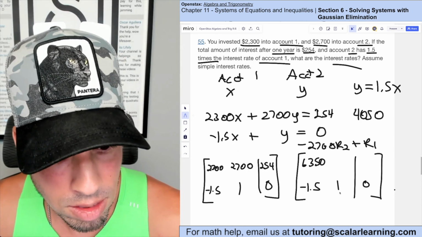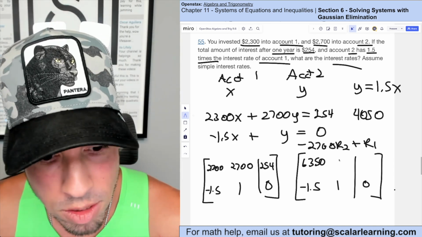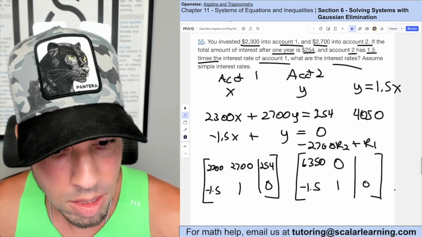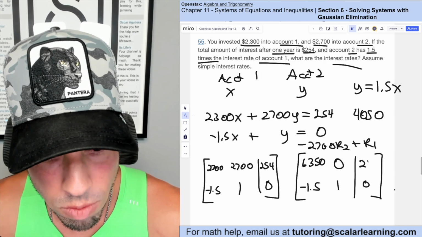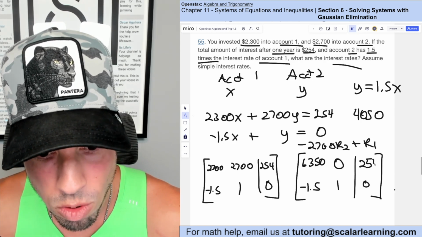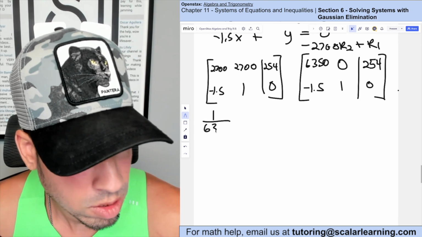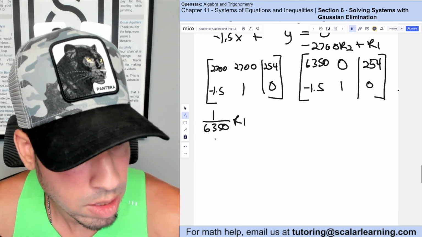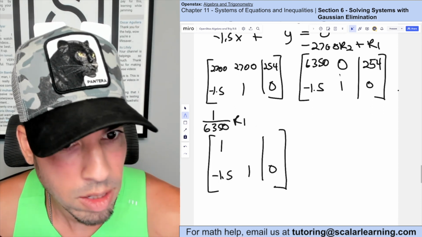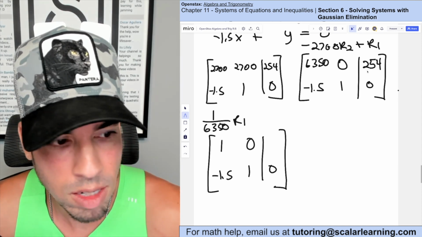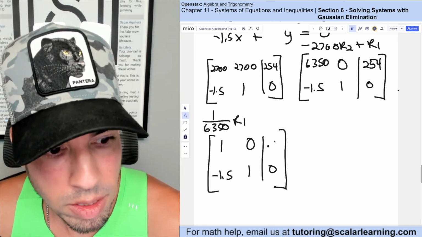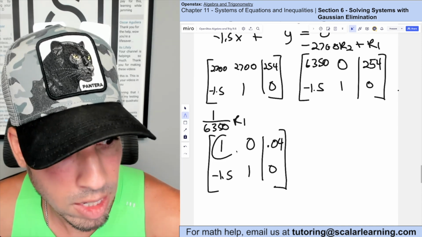Then I got this times 1 is negative 2,700 plus positive 2,700 is 0. And then this times 0 is 0 plus 254 is 254. Okay, now we can easily flip that to 1 by multiplying by its reciprocal. So let's do that now. So this times that is 1, this times 0 is 0, and then this times 254 is 0.04. Okay, and that's my x value.